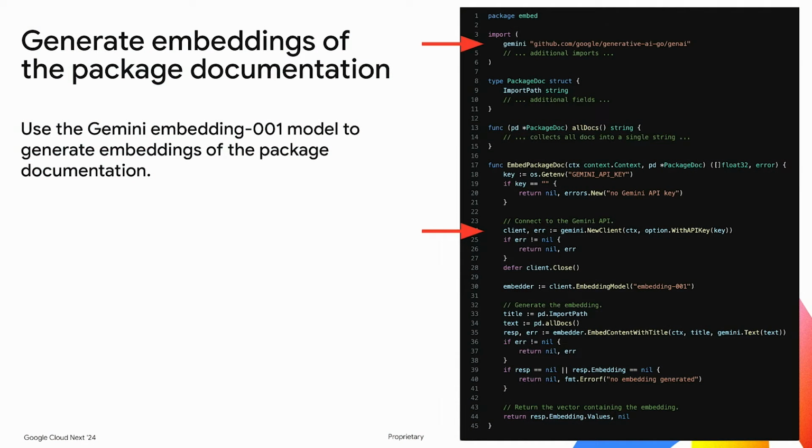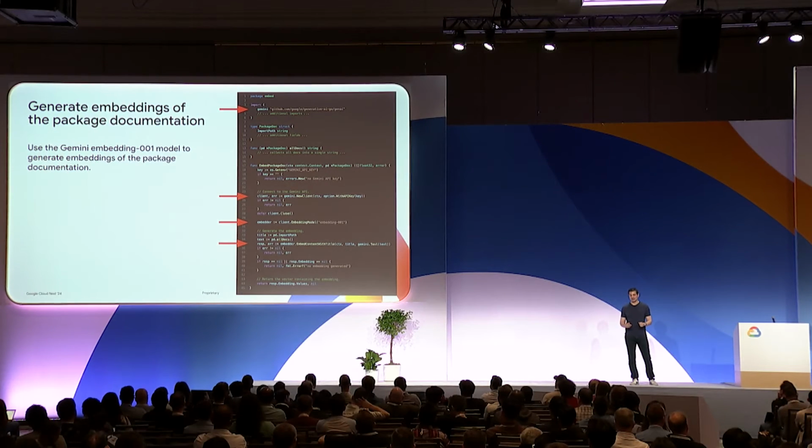I'll just touch on a few of the key lines here so you know what to look out for when you want to go do this yourself. The top arrow points to our import of the Go SDK for Gemini. At the second arrow, we create a new Gemini client using an API key, in this case one that we pass through an environment variable. After we create the client, we specify which model we want to use, which creates an embedder object. We do that at the third arrow, right after we created the client, where we specify embedding 001. And then finally, at the last arrow, we call the embedder object's embed method with the data we got out of the packages.json. Then we return the vector we got from Gemini and write it to disk.